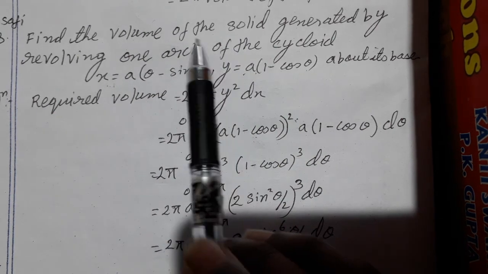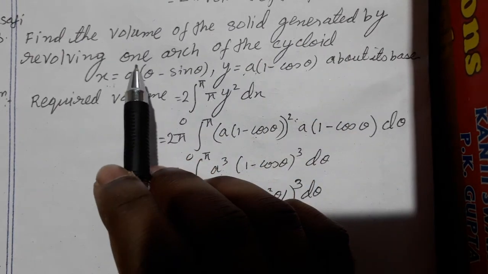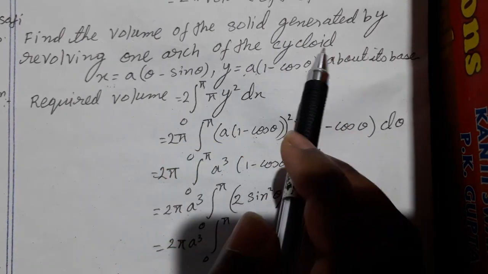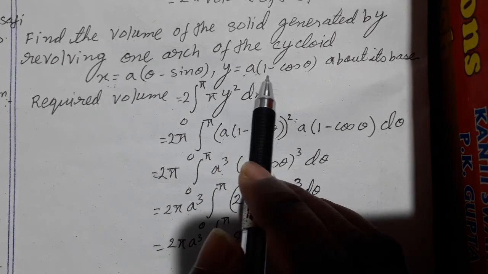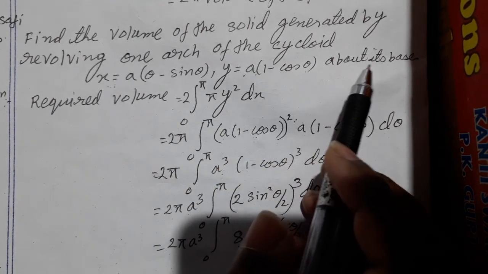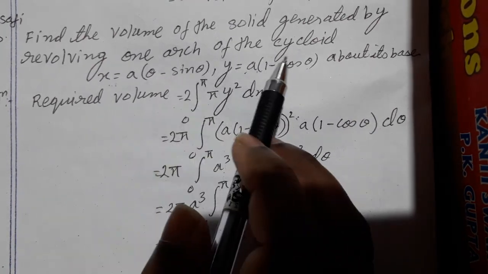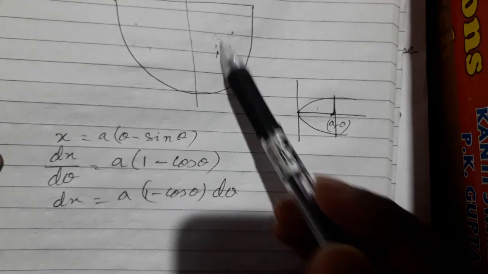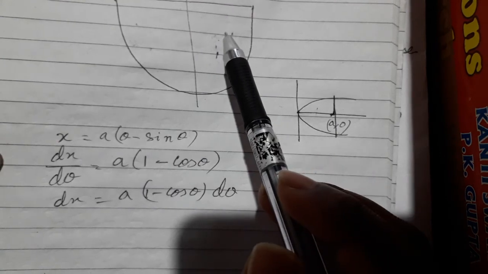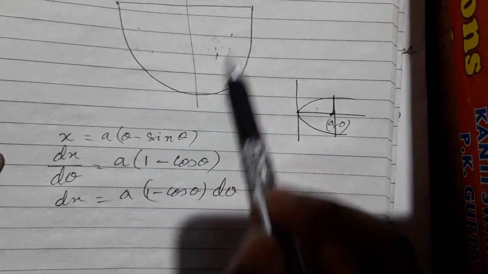In this question we are going to find the volume of a solid generated by revolving one arc of the cycloid x equal to a(theta minus sine theta), y equal to a(1 minus cos theta), about its base. So the required volume. Since we are finding the volume of the cycloid, the cycloid will look somewhat like this, so we'll try to find the volume generated here, and this half will be the same. So we'll try to find the volume only in one half.